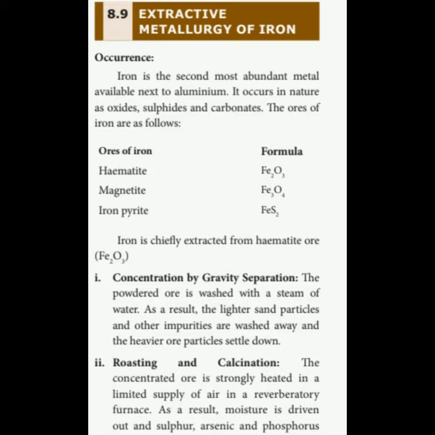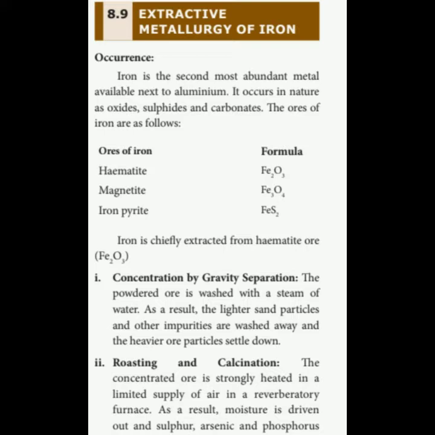Magnetite, Fe3O4. It is also an oxide ore, but we call it a mixed oxide ore. Then the third one is iron pyrite, FeS2. It is a sulfide ore of iron. Among these three, hematite, magnetite and iron pyrite, iron is chiefly extracted from only the hematite ore. So the chief ore of iron is hematite, Fe2O3.